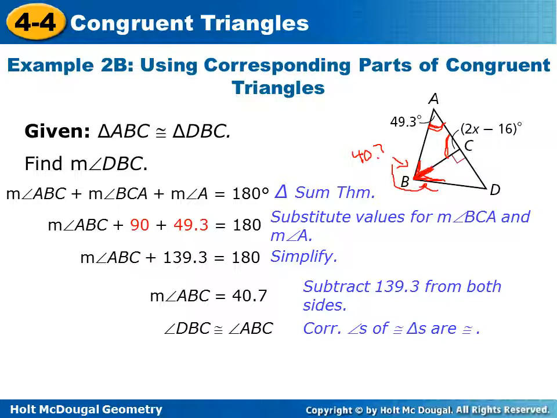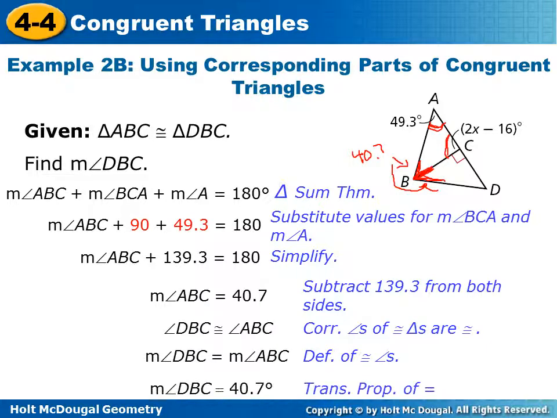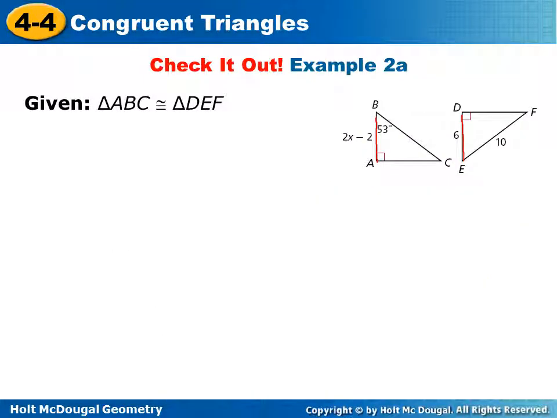If that angle is 40.7, we also know that DBC is congruent to ABC because corresponding angles of congruent triangles are congruent. Therefore, the measures of the angles are congruent, and DBC is also 40.7.